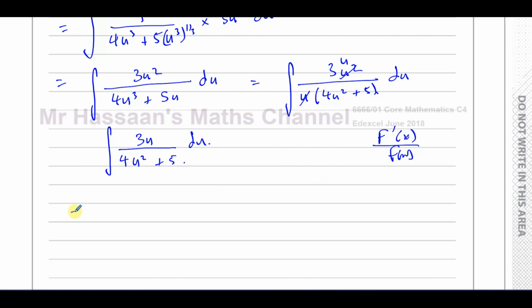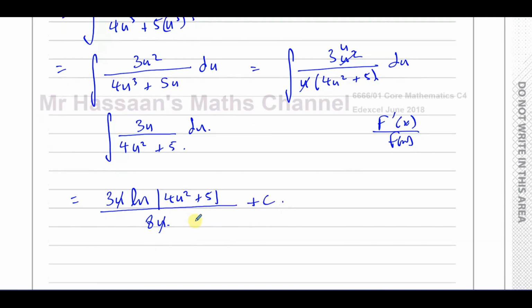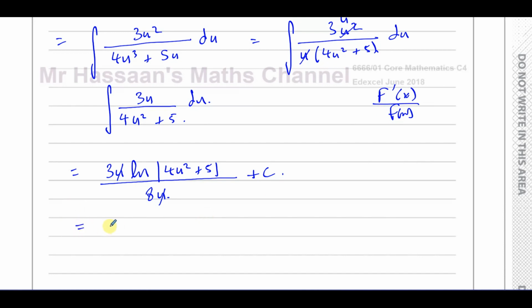The way I like to do this, I'll write 3u times the ln of the modulus of 4u squared plus 5 divided by the differential of what's inside the function, which is 8u. You'll notice that the u's cancel out. I've got plus c here, right? So I've now got the form of the answer. We have to do something in the end to give the actual answer here. But it's 3 over 8 ln of 4u squared plus 5 plus c.